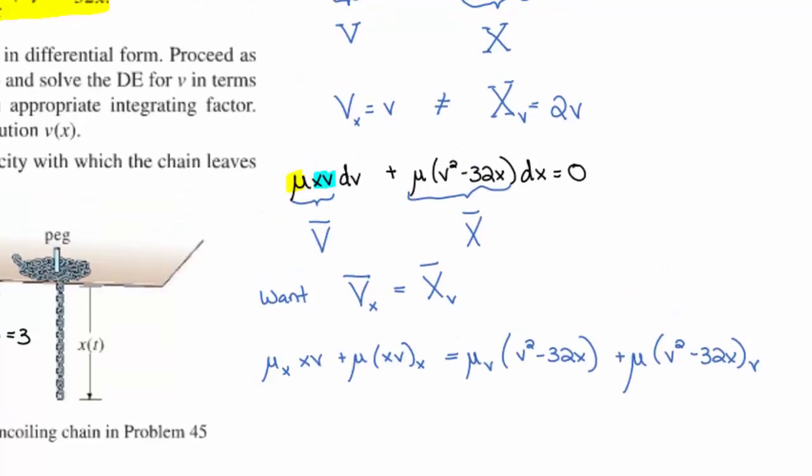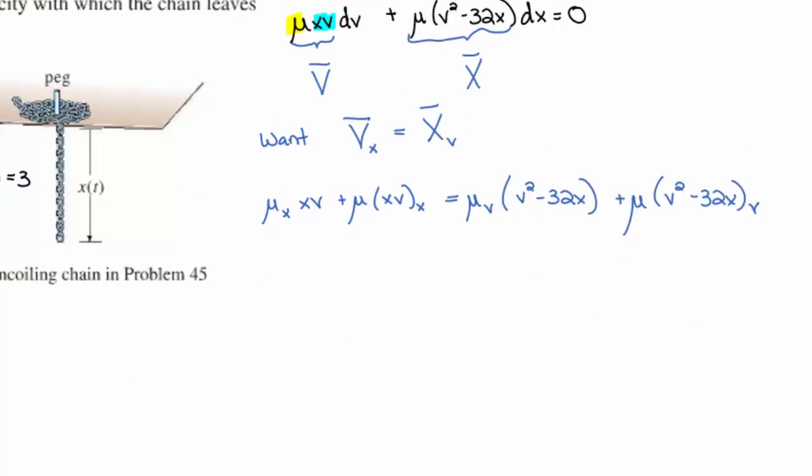We have already found what those partials are. The partial of xv with respect to x is right here, and the partial of v squared minus 32x with respect to v is right here. So we don't have to actually think to do those two. Here we go, I'm just going to write this in. Mu sub x times xv plus mu times v should equal mu sub v times the quantity v squared minus 32x plus mu times the partial of that, which is going to be 2v. So I'll write it as 2 mu v.